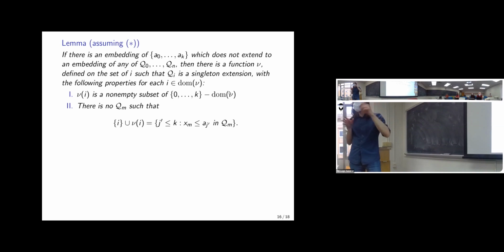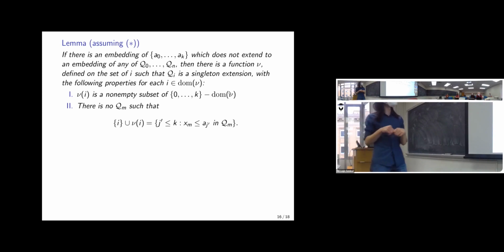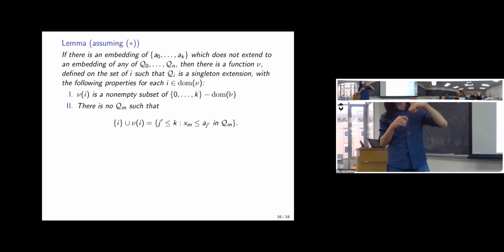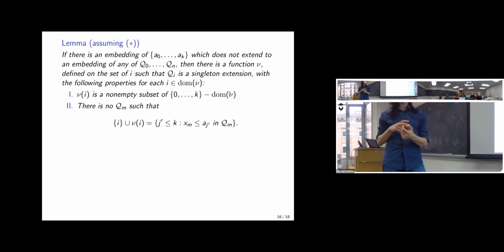If there is an embedding of the anti-chain A0 to AK which does not extend to any of the QI, then there must be a function nu. Okay, so what is nu? Well, nu is going to be defined on the set of I such that QI is a singleton extension. And nu I must have the following properties. First, nu I must be a non-empty subset of 0 dot dot dot k minus the domain of nu.